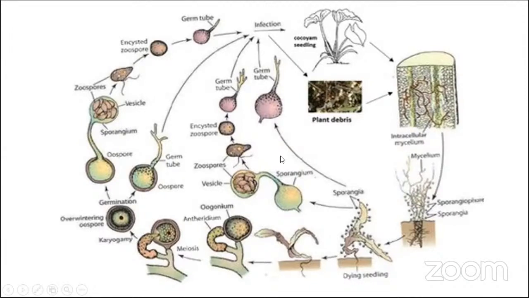Biflagellate zoospores are there. After getting the moisture, they get translocated from one place to another, and when they get a suitable surface for their attachment, the flagella get detached, they get encysted, and these zoospores form the germ tube, germinate, and cause the infection to the host. So this is the asexual life cycle of the fungus.